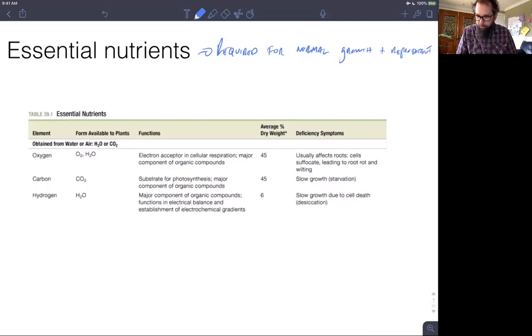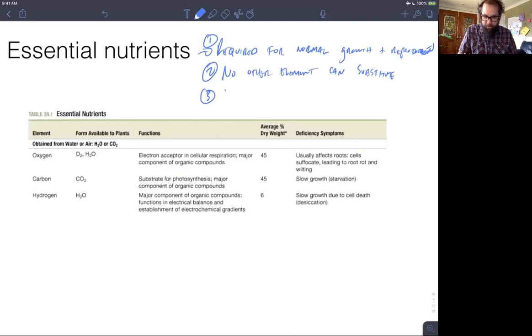That says reproduction. So essential nutrients are required for normal growth and reproduction. On top of that, these cannot be replaced by any other element. So no other element can substitute. And then finally, these are nutrients that are essential for some specific structure or metabolic function.